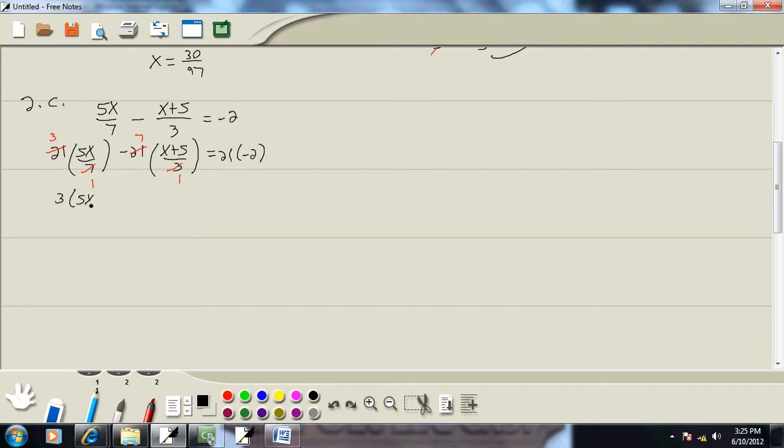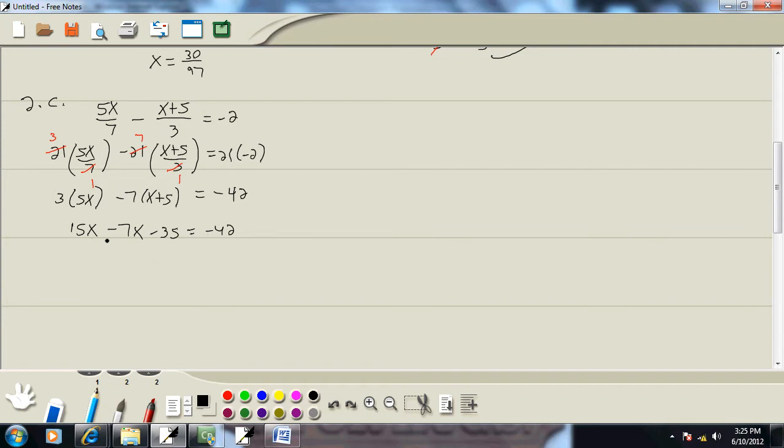So I'll take 3 times 5x minus 7 times x plus 5 equals, okay, that's a 1. Can't read my own writing. I better go back to bed. Negative 42. So then 3 times 5x gives us 15x. Negative 7 times x is negative 7x. Negative 7 times 5 is negative 35.